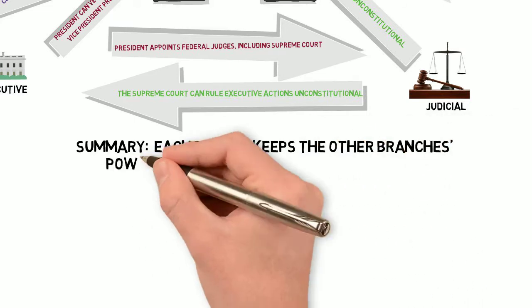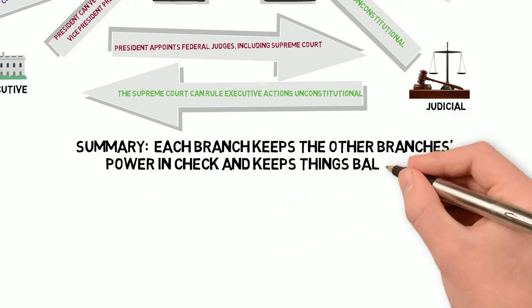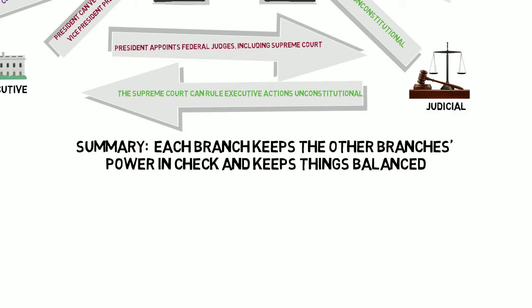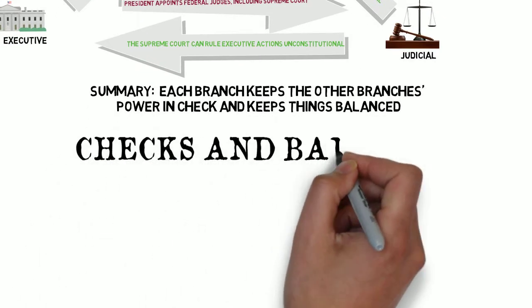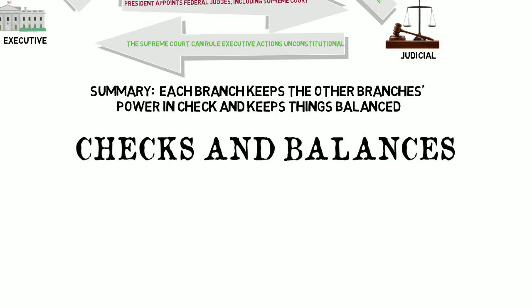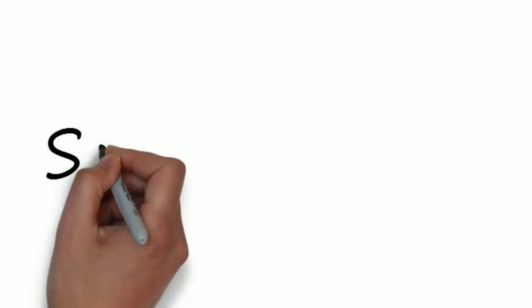So, by each branch having little powers over the other two branches, they're able to keep those other branches in check and prevent their power from growing too much or overtaking other branches' powers that might result in the abuse of citizens' rights. This is the concept of checks and balances. So, you think you got it?